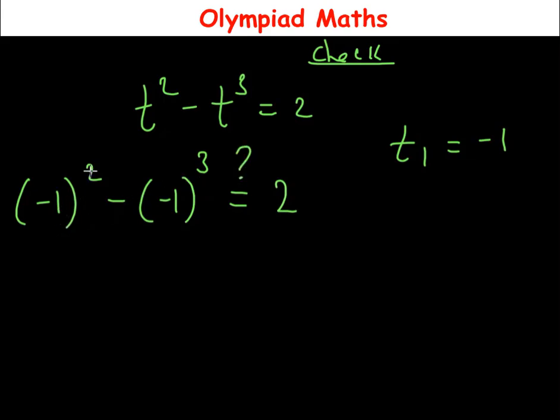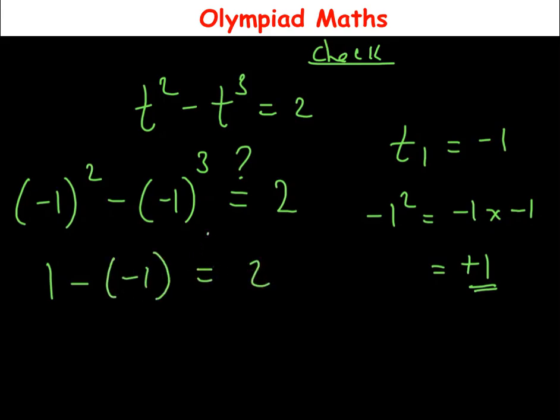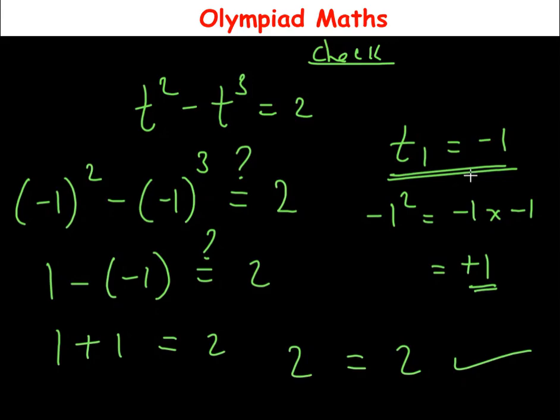Now minus 1 squared is equal to minus 1 times minus 1, and minus 1 times minus 1 is equal to plus 1. So this becomes 1, then minus. Now, minus 1 cubed is equal to minus 1. Is then equal to 2. So this is equal to question mark. From here, 1 minus times minus is plus. So we have 1 plus 1 is 2, and this is equal to 2. So that means that the real solution of t, which equals minus 1, is the correct solution.